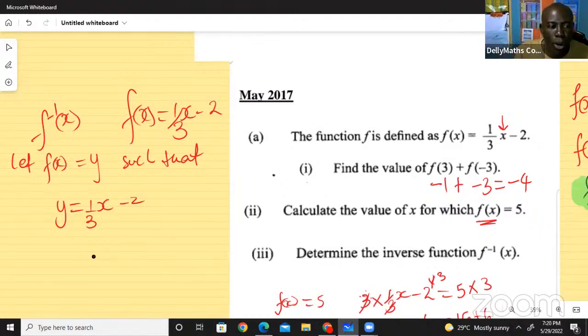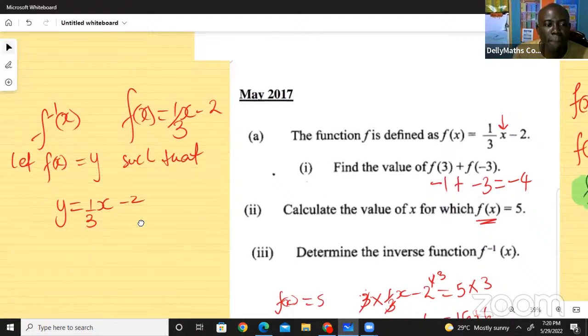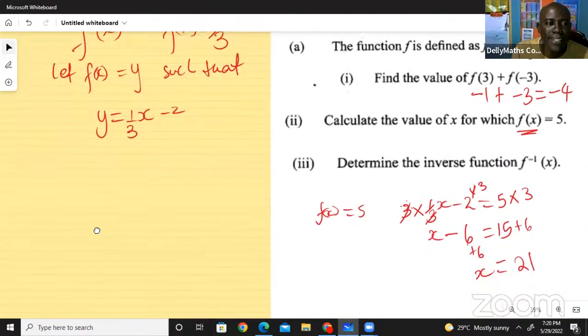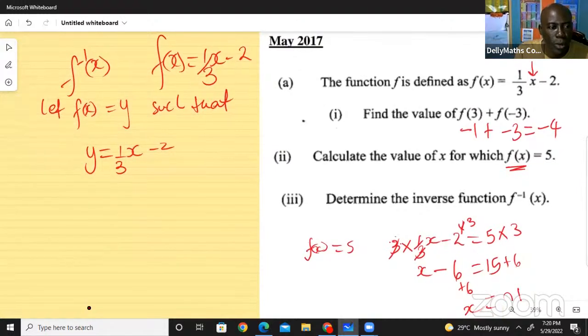So now we're going to employ that swapping. So there is a two-step process. One, we're going to swap x and y. Two, after swapping x and y, we're going to transpose for the new y. So let's deal with the swapping now. Swapping comes with rewriting this. So we're writing that y, well, not y anymore. It's going to be x is equal to 1/3 y minus 2.